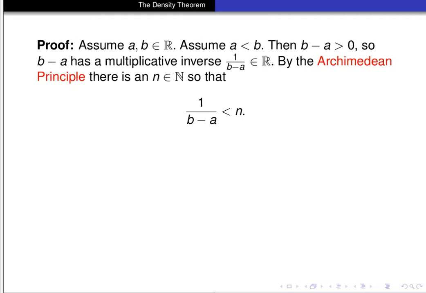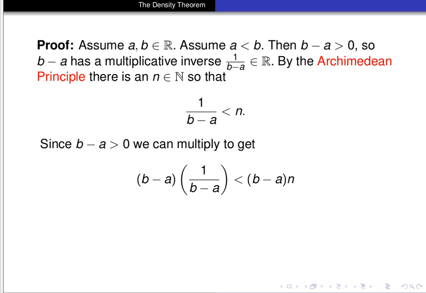By the Archimedean principle, we can find a natural number that's larger than that real number, so we can find a natural number n so that 1 over b minus a is less than n. And recall, a is less than b, so b minus a is positive. That means we can multiply by b minus a on both sides of that inequality, and it'll preserve the direction of the inequality. So b minus a times 1 over b minus a is going to be less than b minus a times n.